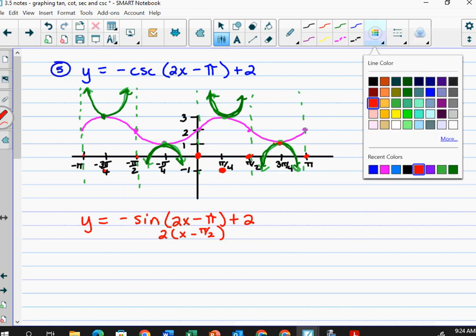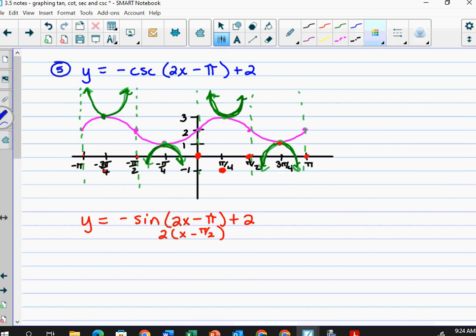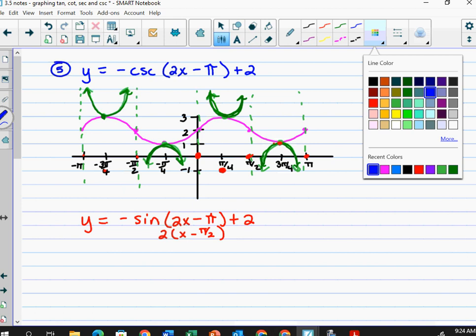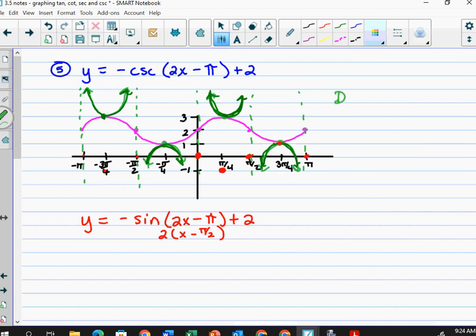Okay, let's try another one. Oh yeah, we should write domain. Let's write domain at least of this. Do you do the full sine thing first, full sine? Yep.